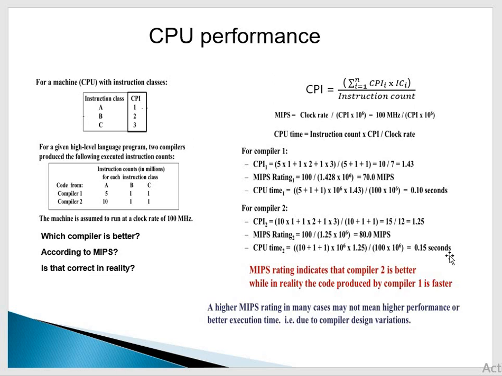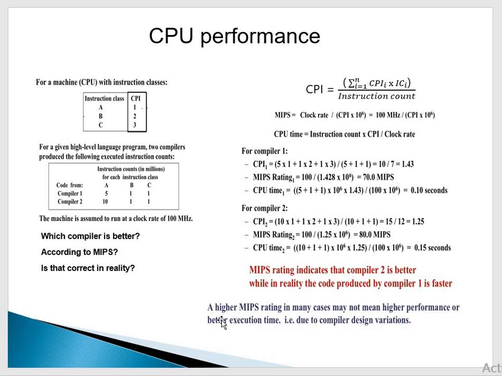Now we will have to compare the performance of compiler 1 and compiler 2. As we can see, compiler 1's rating is 70 million instructions per second, but its execution time is only 0.1 second. On the other hand, the MIPS rating for compiler 2 is 80 million instructions per second, and the CPU time is 0.15 seconds. So what can we conclude from this? The MIPS rating indicates that compiler 2 has the better MIPS rating as compared to compiler 1. But on the other hand, if we look at the CPU execution time, the CPU execution time of compiler 1 is faster.